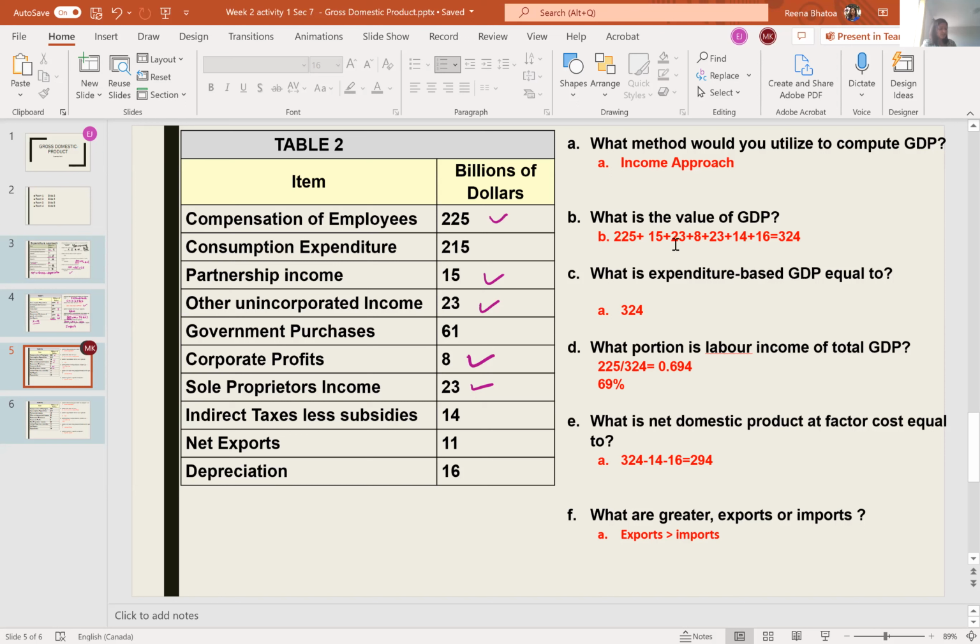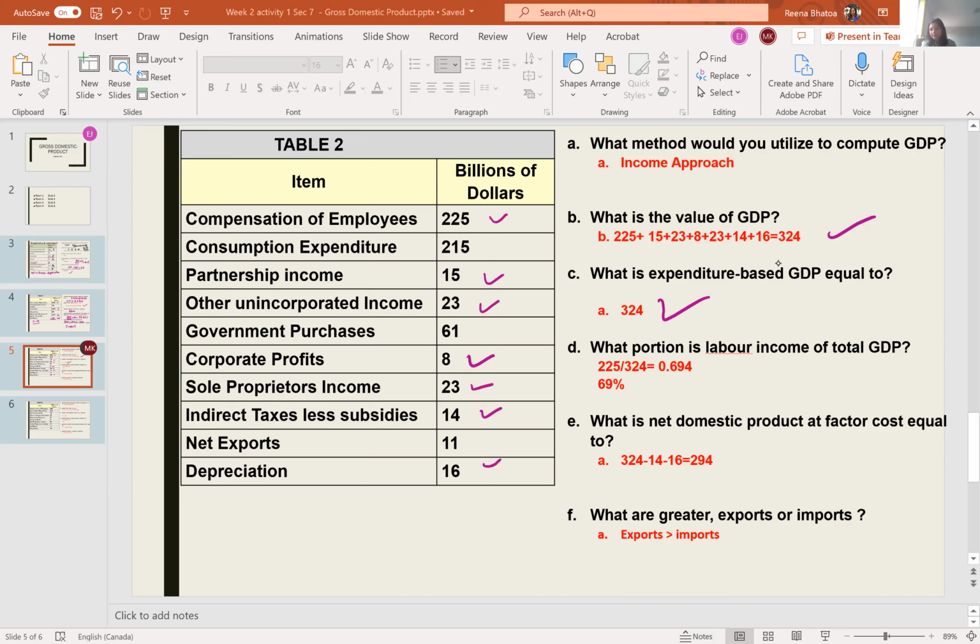225, 15, 23, 8, and 23. That's right. So these are all incomes added, which is called net domestic income at factor cost. We make two adjustments. We will add indirect taxes less subsidies and depreciation also. 14 and 16. Total makes it 324. And expenditure-based GDP will also be 324.